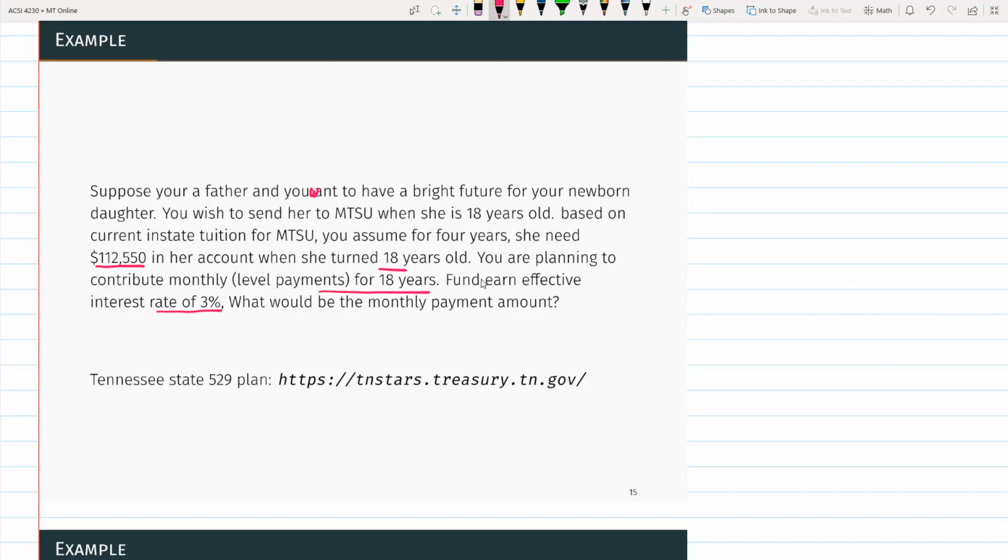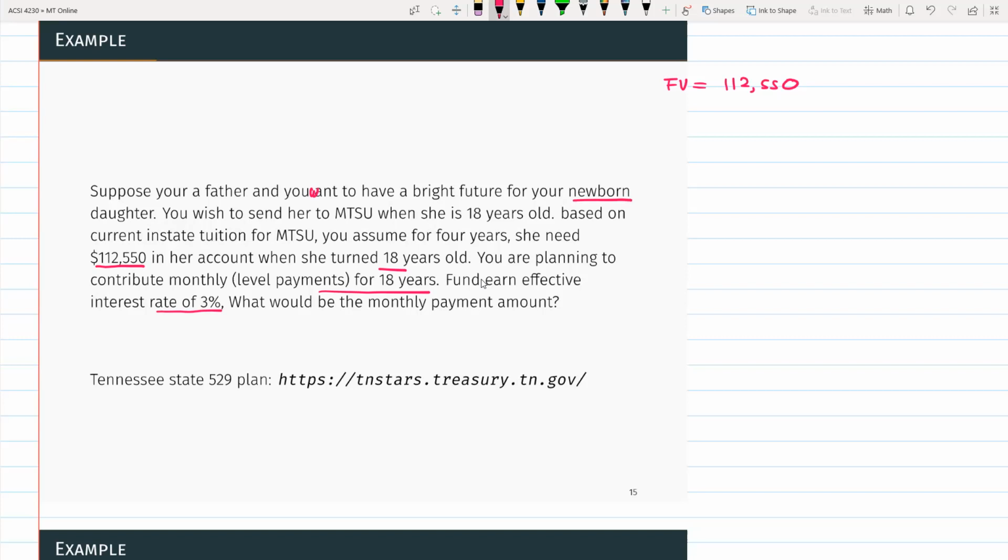So what we are going to do is use the calculator. But before that, let's collect what's in here. You need 112,550. So let's write what we need. Future value is 112,550 in her account when she turns 18 years old, and she's just a newborn.